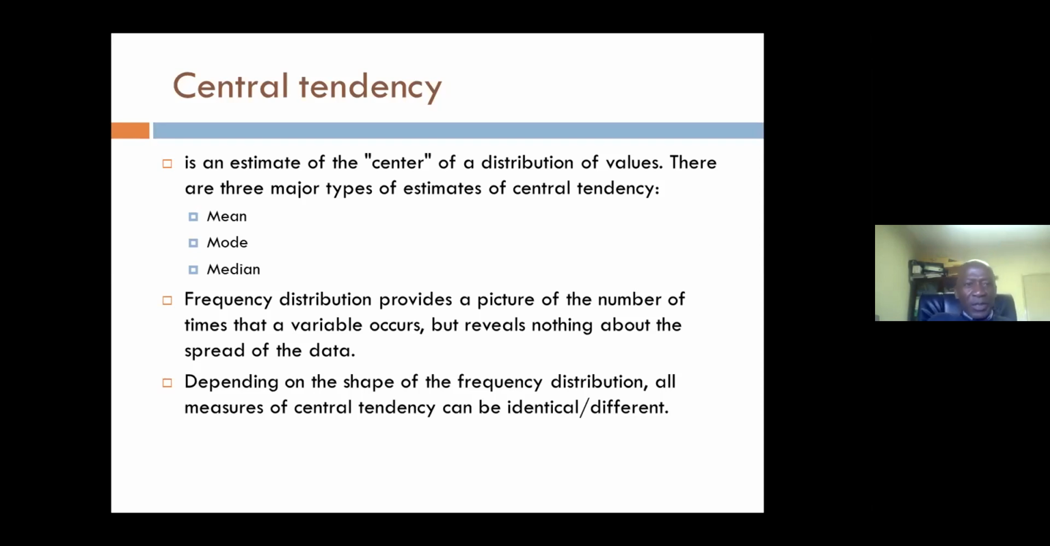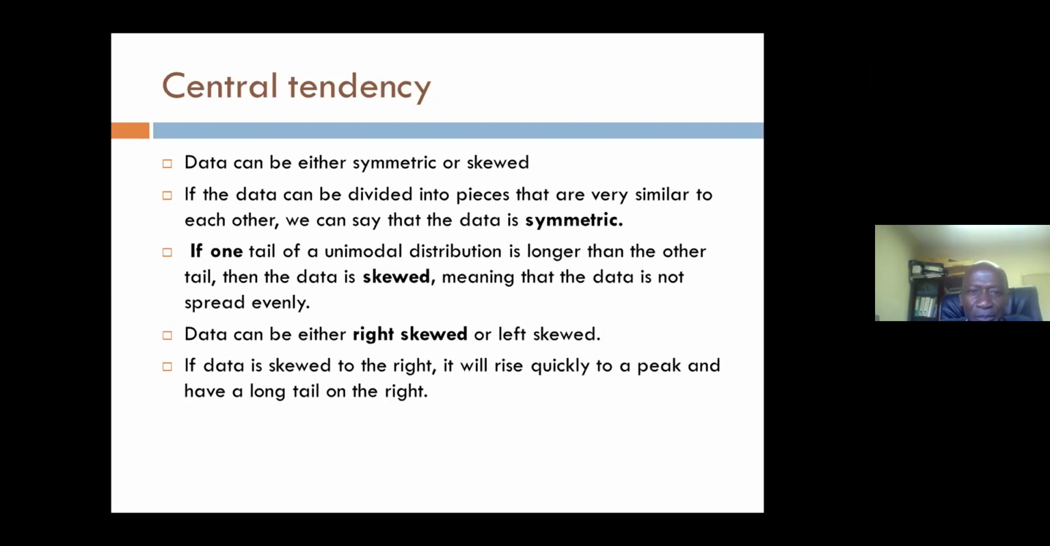So a measure of central tendency is an estimate of the center of a distribution of values, and there are three commonly used measures of central tendency: the mean, the mode, and the median. The use of these measures depends on the way our data is characterized. So our data can either be symmetric, if it's bell-shaped, or it can be skewed, if our data contains extreme values on one side.